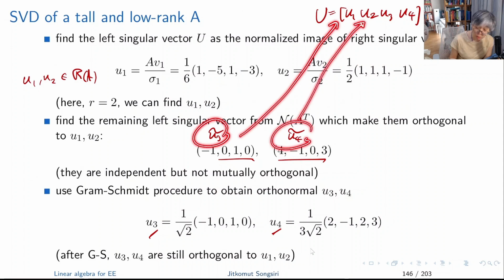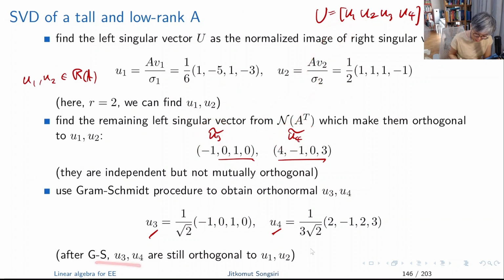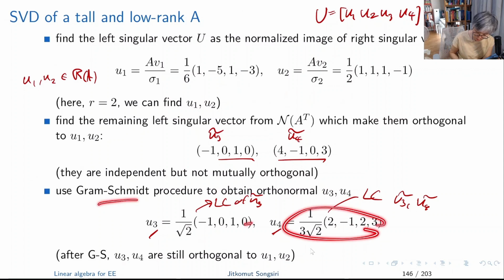The Gram-Schmidt is just another way of rearranging linear combinations. So after the Gram-Schmidt, U3 and U4 are just linear combinations of U3 tilde and U4 tilde. That's why it is also guaranteed that after the Gram-Schmidt, these vectors are still orthogonal to U1 and U2. But the main point of performing Gram-Schmidt is to make U3 and U4 mutually orthogonal. You can check from the values here.